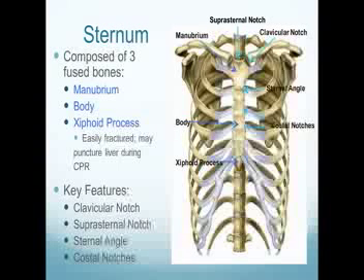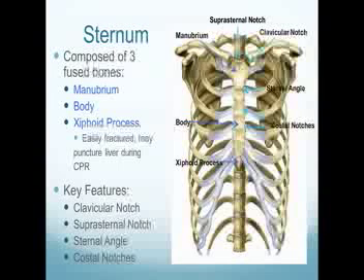Now, there's a couple key features that we need to discuss in these 3 bones. The first is called the clavicular notch. Clavicular notch is where the clavicle, or the collarbone, which hopefully you guys are all calling the clavicle now, actually articulates with the manubrium. Then you have the suprasternal notch. The suprasternal notch, if you can actually palpate it, just go up to the manubrium. That little protrusion, or that little groove there, would be the suprasternal notch.